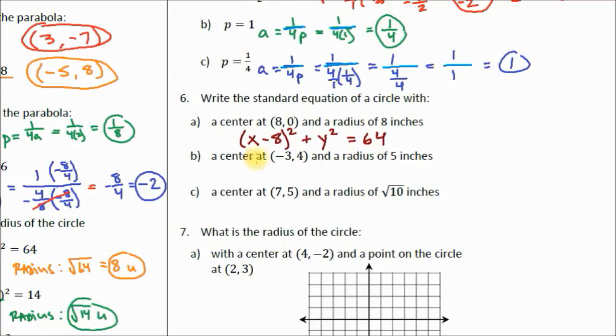All right, next one. A center at negative 3, 4 and a radius of 5 inches. All right, so we've got x minus negative 3. That's why this sign flips when you put it in the equation. It turns to positive.